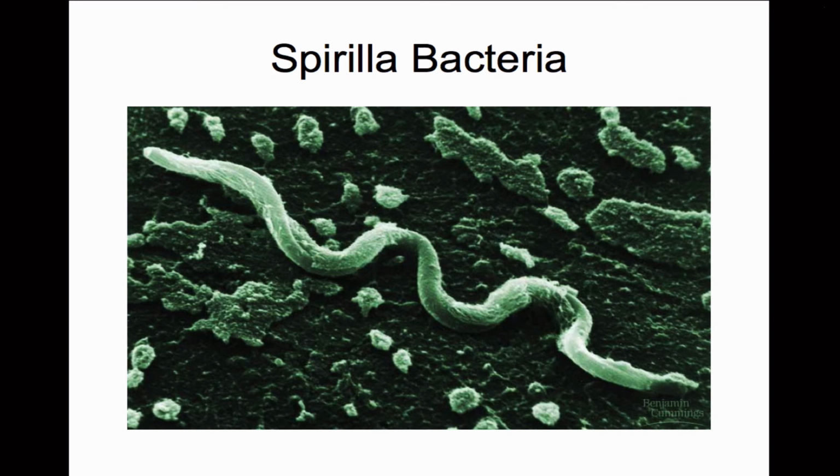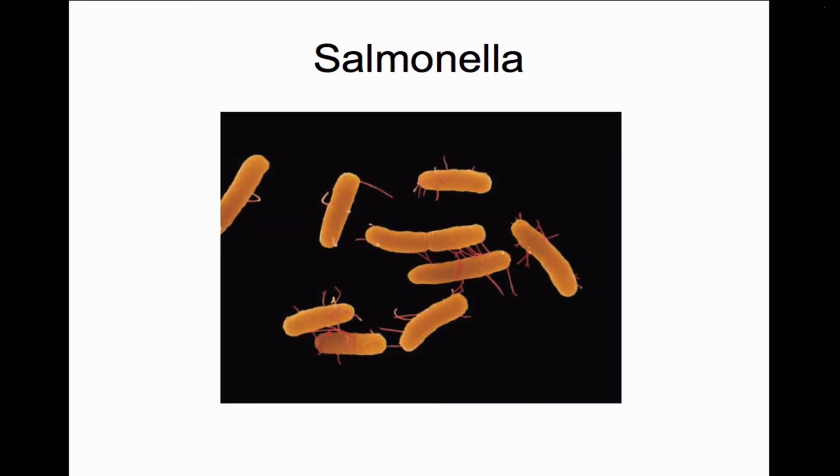And then there's Spirilla bacteria, and so these are just long spiral-shaped bacteria cells. And here's a picture of Salmonella, which is also a bacteria that can cause food poisoning, and you'll see that it's rod-shaped. Salmonella is actually a very common bacteria on reptiles, which is why we always have to wash our hands after we handle any type of reptile.